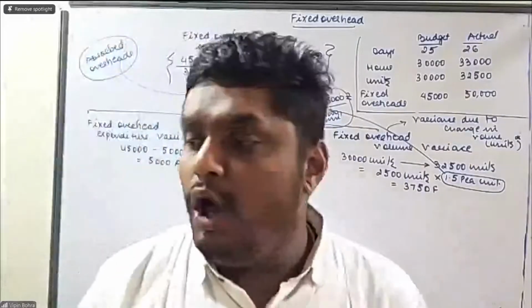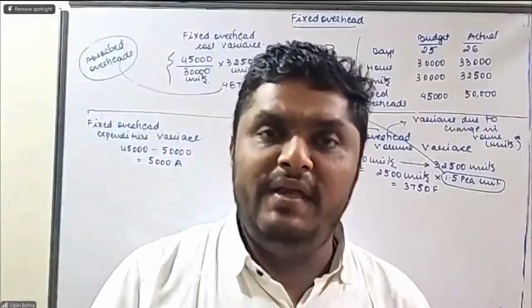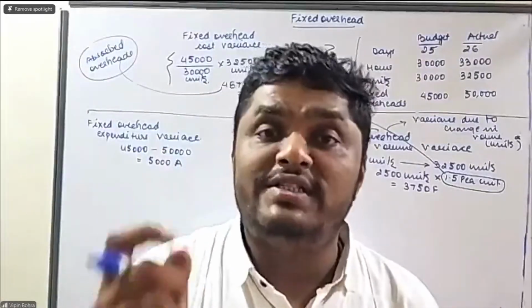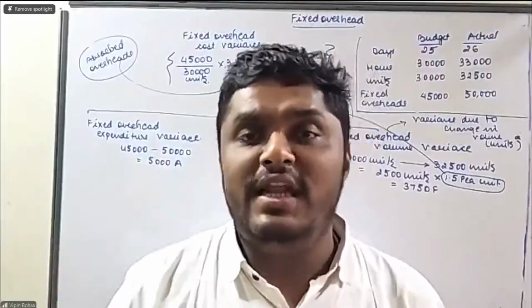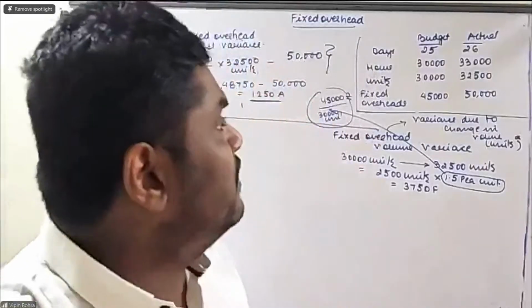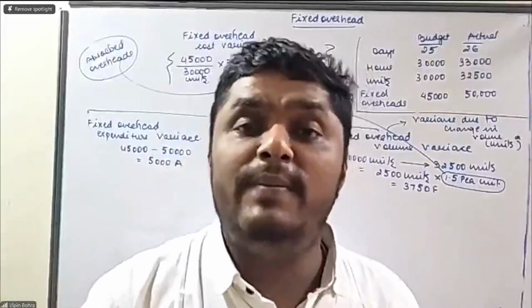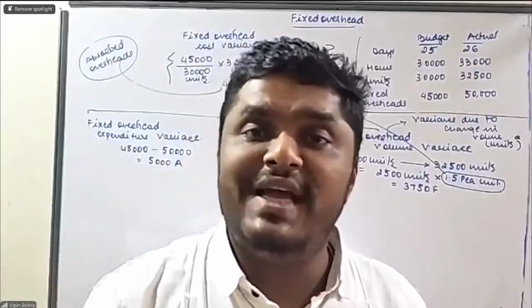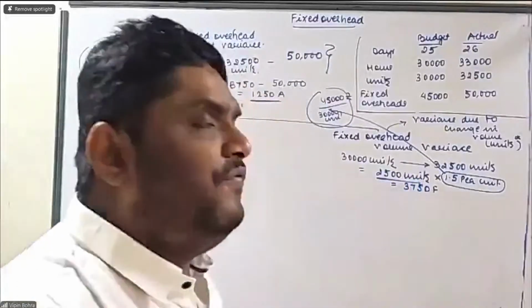When talking about volume variance, it talks about units. Yes, I'm repeating, Rohan. Volume variance is the variance due to change in volume, the variance that came because of units. So herein, 30,000 units we were supposed to manufacture, but we actually manufactured 32,500 units. We did a great job. So it's a good sign for the company. 2,500 units extra we manufactured.